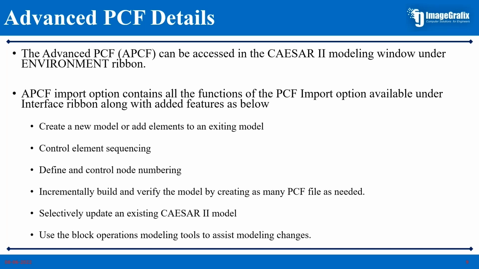Suppose for a single CAESAR II file, a single line number, you have got some 4 PCF files created. Using the advanced PCF file, you can merge these 4 PCF files with the node sequentials and create a single CAESAR II file. Whereas in the basic PCF file, the basic import format, for all the 4 PCF files, you'll be getting 4 CAESAR II files. That's a major difference here.